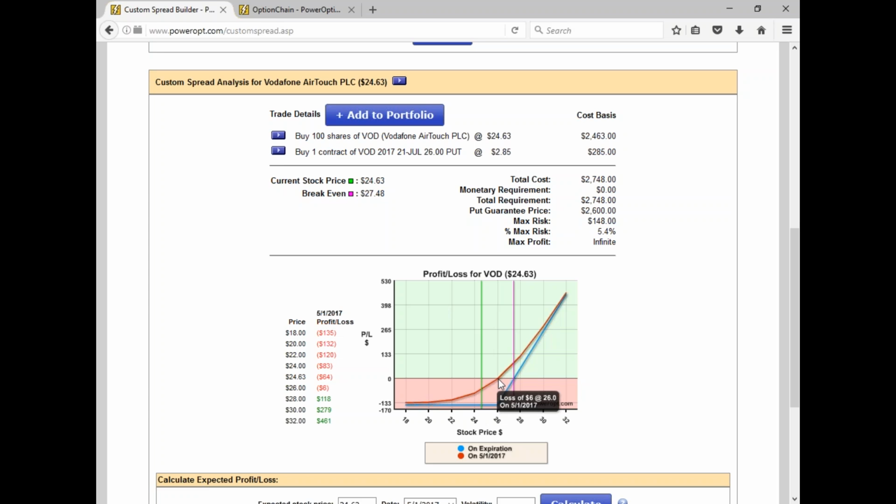You see here, even at the halfway point on May 1st, if the stock goes up to $26, we're essentially at break even because the put's not losing one-to-one with the stock. It's retaining most of its time premium.